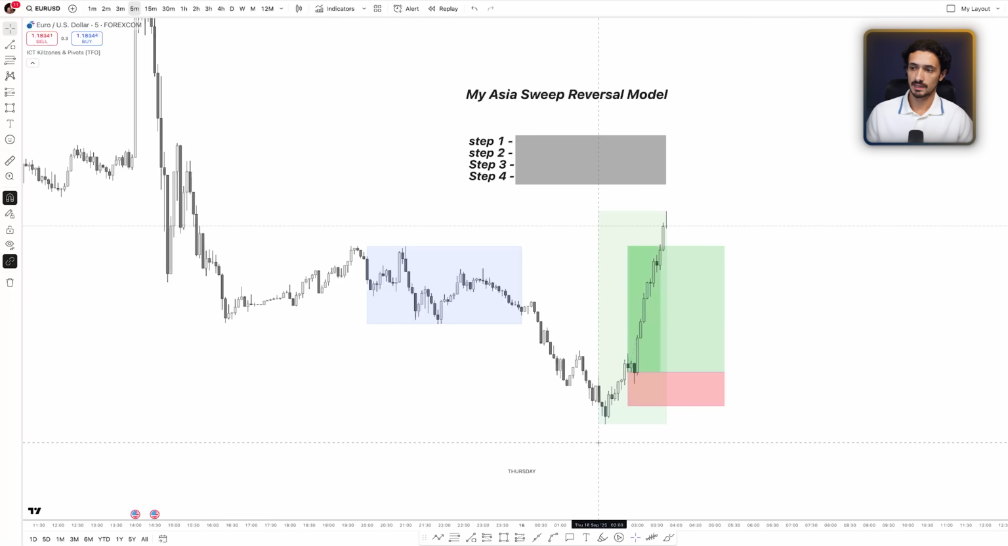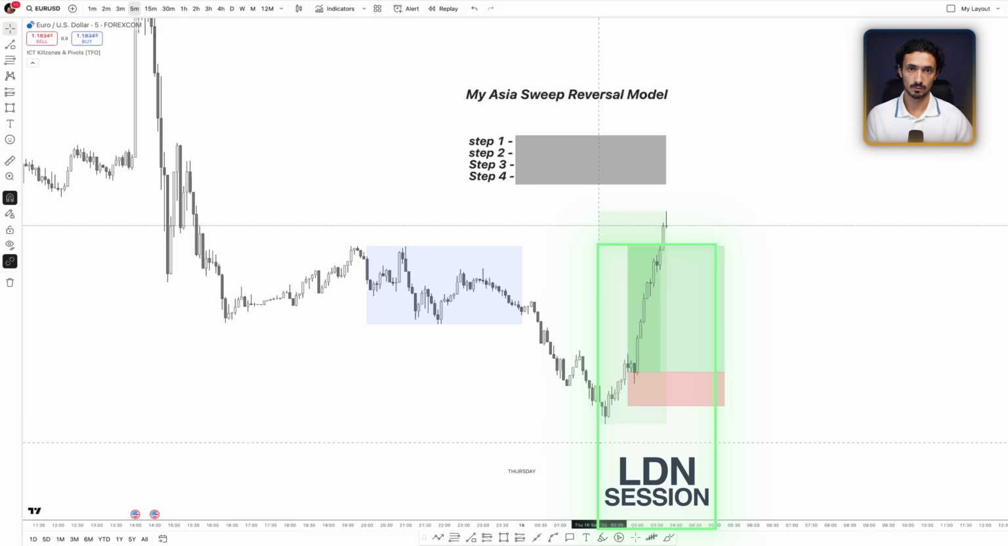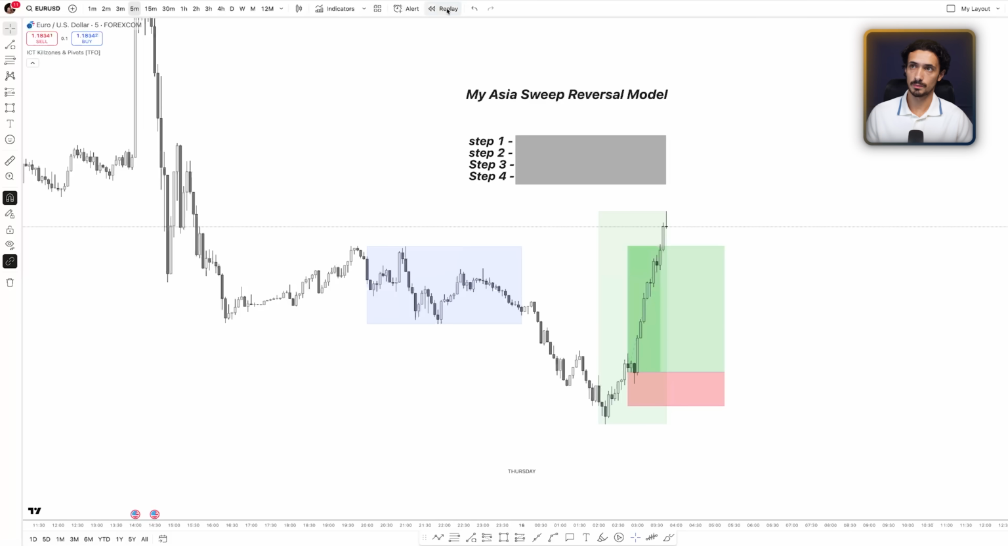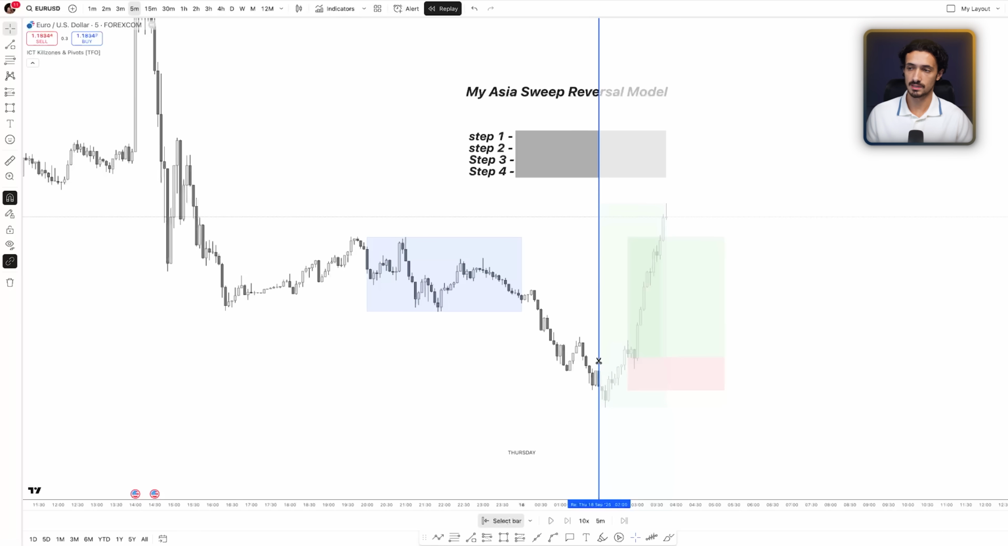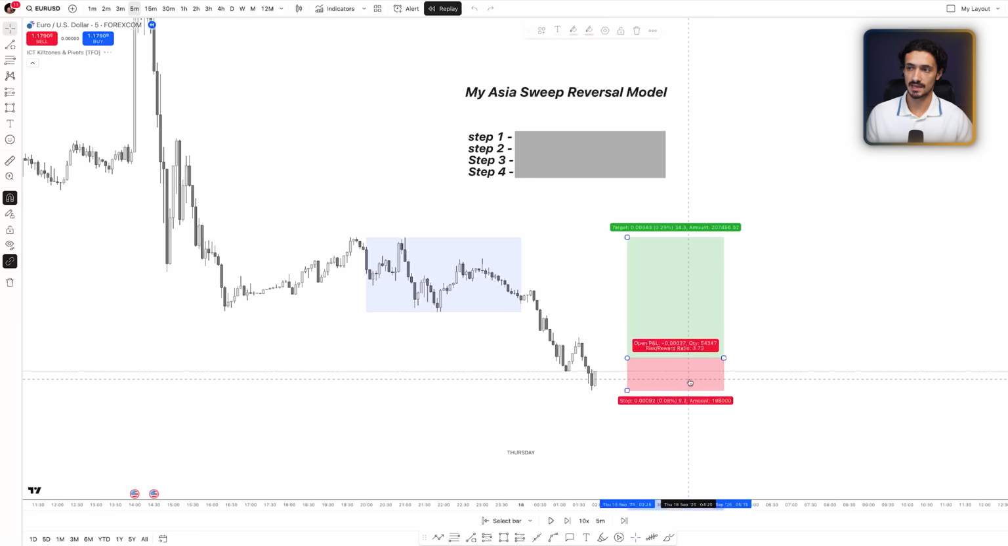So it's important to understand that this trading window is 2 to 5 a.m. Eastern Standard Time, which is my London session window. So I'm going to go back before London session opens and walk you through what my thought process is and how I actually ended up taking this trade.